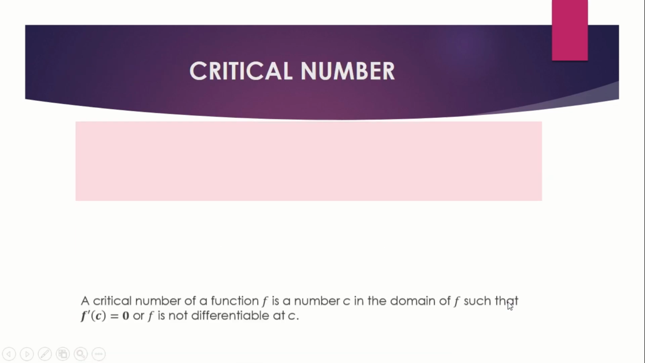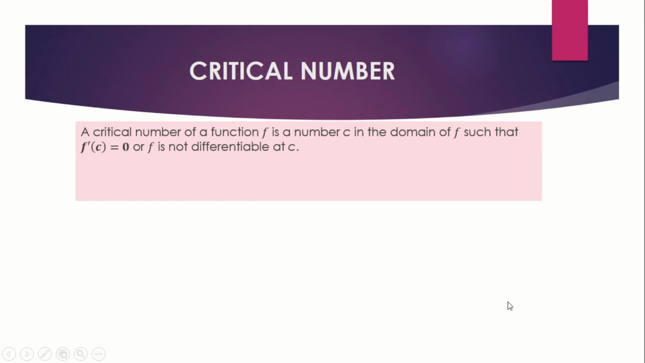Now we look at the definition of critical number. A critical number of a function f is a number c in the domain of f such that f'(c) is equal to 0 or f is not differentiable at c. Or we write it: if f'(c) is equal to 0, the critical point c is called a stationary point of f.